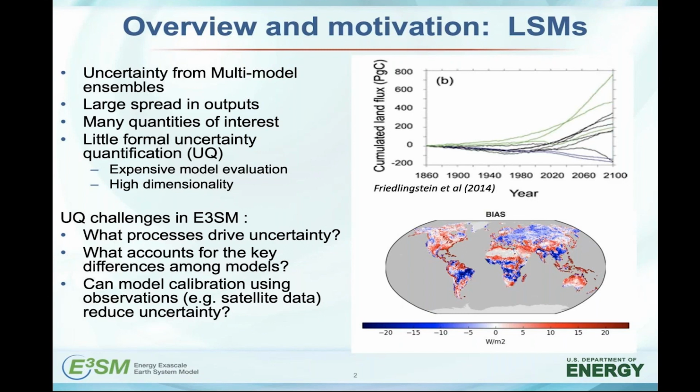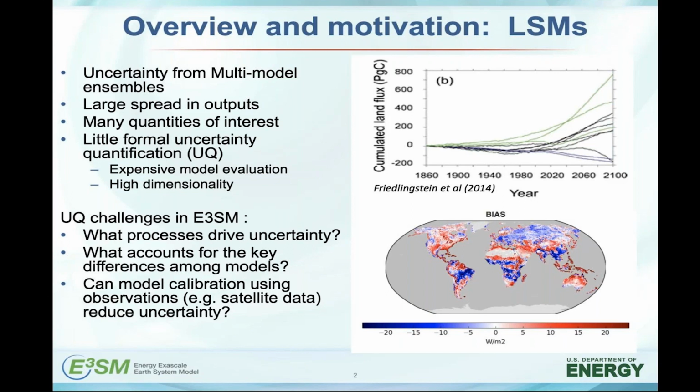But there's little so far in the way of formal uncertainty quantification, at least at these kinds of global scales. And the reason for that, of course, is that it's very expensive to run coupled Earth system models, but also even to run offline land model simulations. And there's high dimensionality, meaning that there's a lot of uncertain parameters and inputs that go into these models, which in general, the more uncertain parameters that we have, the larger the ensembles have to be in order to quantify their uncertainties.